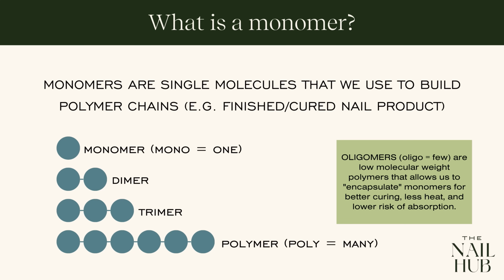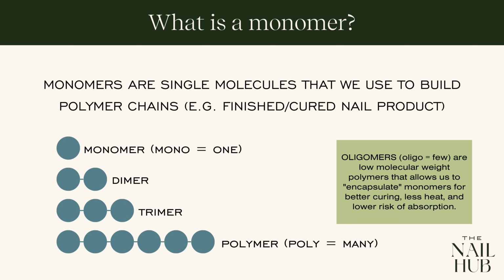So that's why our lamps are so important when it comes to UV cured gel nail products. So you can see I actually broke down also a visual for you of what a monomer is versus a polymer. So a monomer, mono equals one. So when you think about mono anything, it's just one. We can also have dimers, trimers, tetramers, and the list goes on and on. And we also have polymers. Poly meaning many. So we can have many monomers linked together, which creates our polymer.